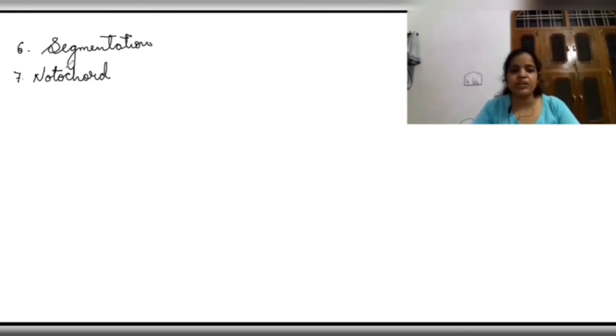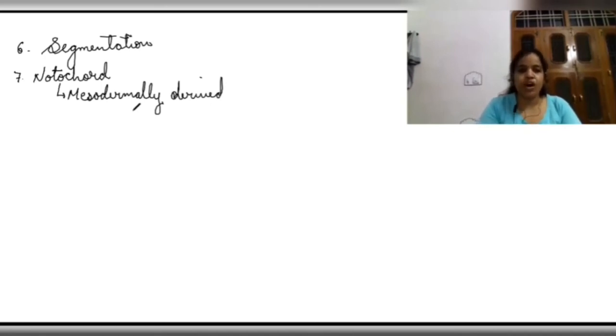Notochord is a mesodermally derived part. So the first point is mesodermally derived. It means it is formed by mesoderm. It is a rod-like structure which forms on the mid-dorsal surface during embryonic development. So on the basis of presence or absence of notochord, we have the non-chordates and chordates. Non-chordates do not have notochord, chordates have notochords. So what are these notochords? These are rod-like structures.